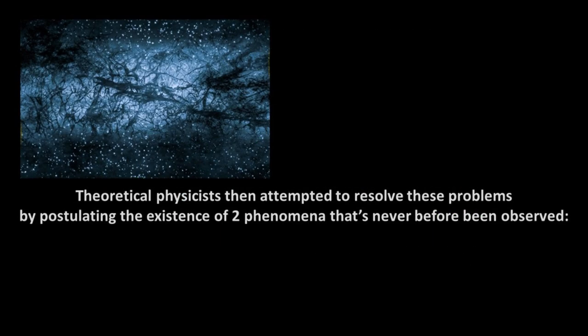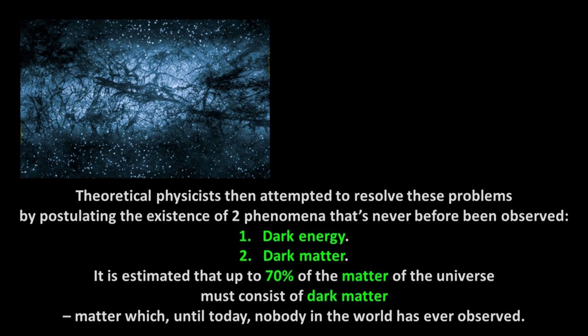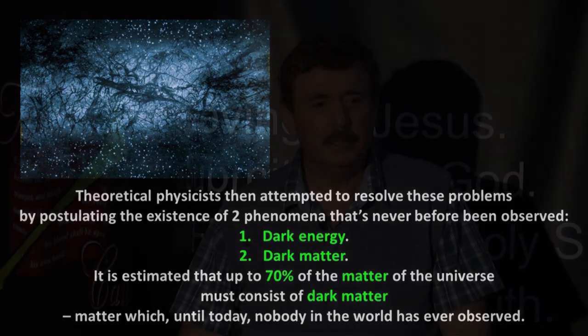Theoretical physicists then attempted to resolve these problems by postulating the existence of two phenomena that have never been observed before. What are they? Number one, dark energy, and number two, dark matter. It is estimated that up to 70% of the matter of the universe must consist of dark matter to cause what we see around us, what we observe. Matter which, until today, nobody in the world has ever observed. Why? Because it's dark. It doesn't emit light, so we can't see it.